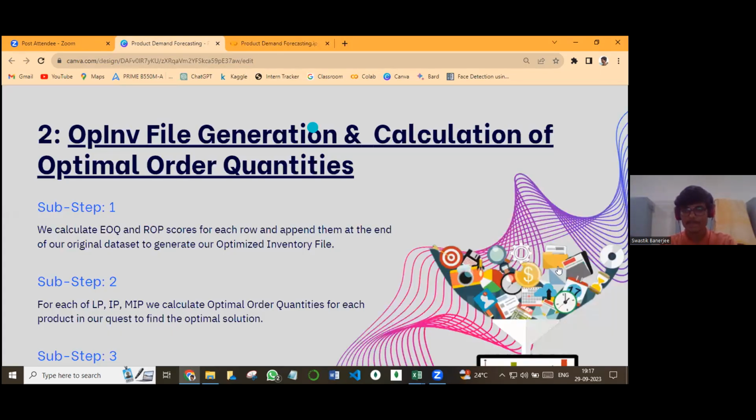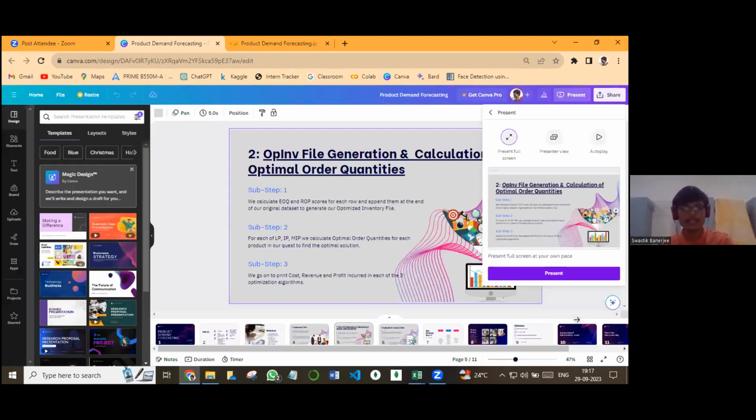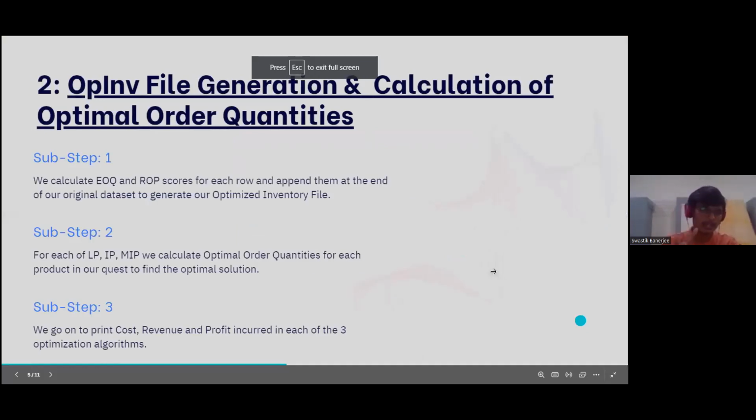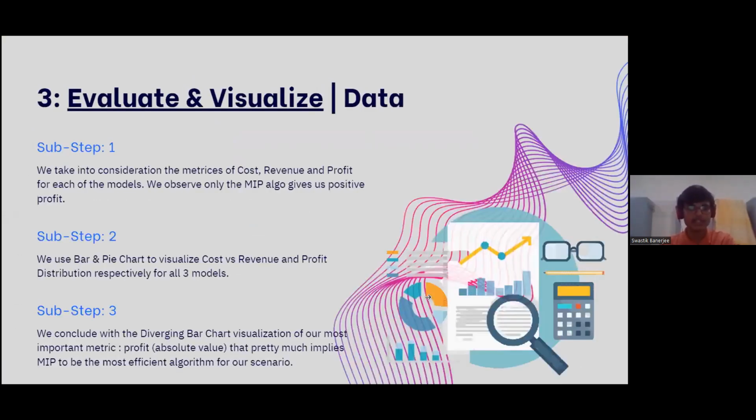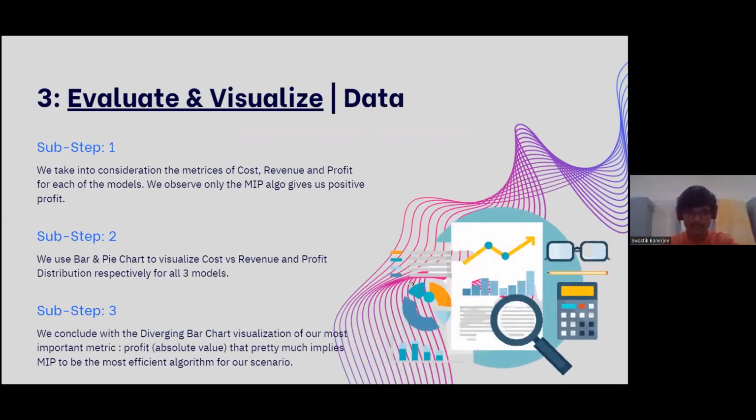Okay, so we have successfully generated the optimized inventory file, and we calculated the optimal order quantities for each of these algorithms. Now is the time for testing which of them has given us the best possible value. So first we consider the metrics of cost, revenue, and profit. We'll judge each of them on these three parameters. Revenue would be the total revenue, cost would be individual for IP, LP, and MIP, and profit would be individual, one for IP, one for LP, one for MIP.